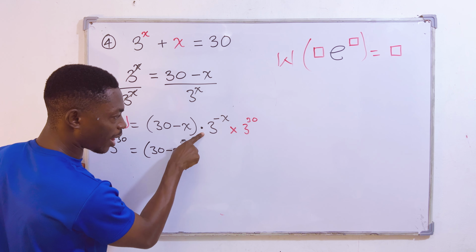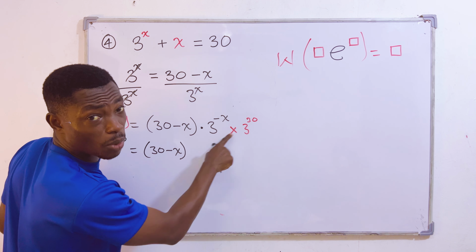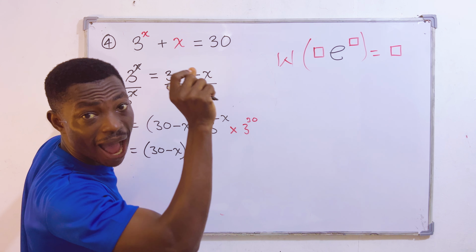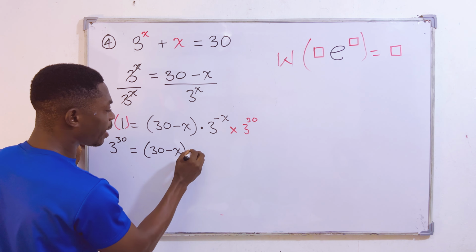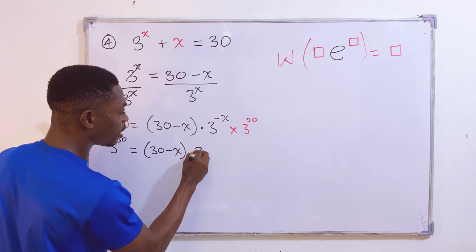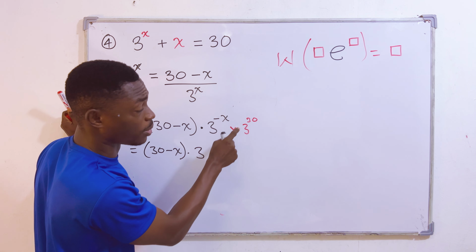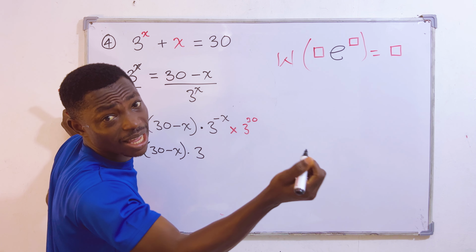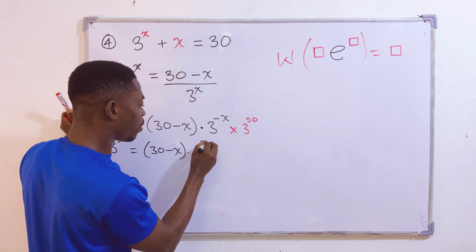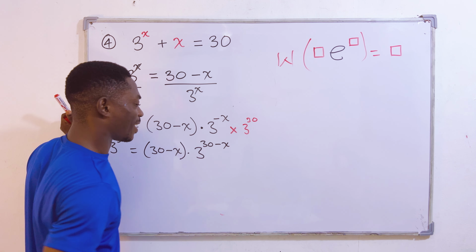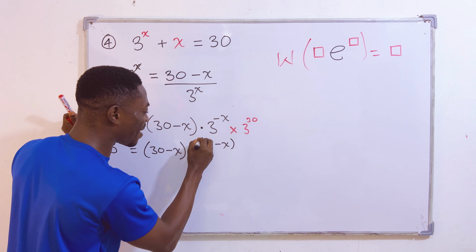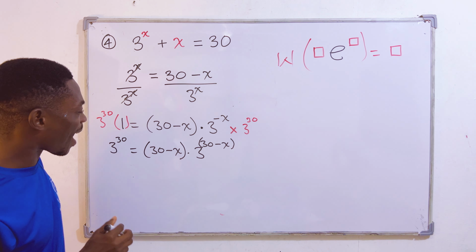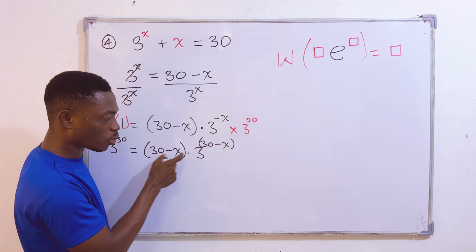Then, look at that. We have the same bases multiplying. If that happens, we can add their powers, right? So we're going to be getting times 3 to the power, we add the power. So negative x plus 30 could be written as 30 minus x, right? So we're going to be getting 30 minus x. Let me put these in parentheses. Cool. And now at least I have this and this which are the same.